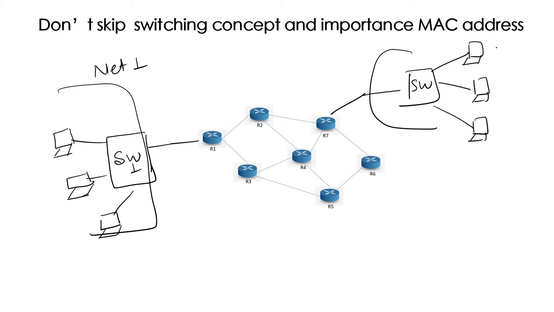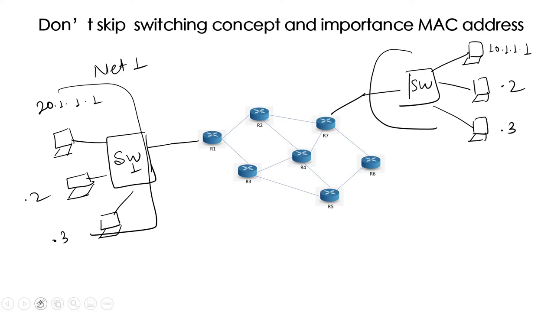It is having IP of 10.1.1.1. This is .2. This is .3. Let's suppose this is 20.1.1.1. This is 20.1.1.2. This is 20.1.1.3. Okay, so these are the IP addresses.